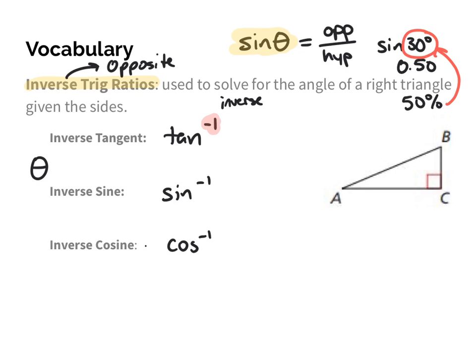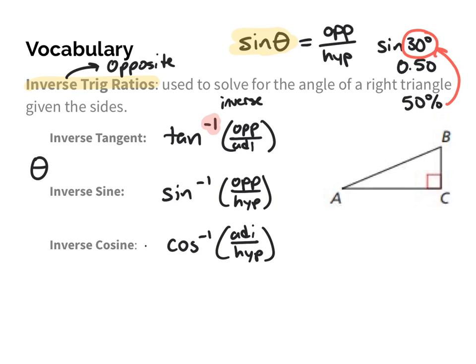And what it's going to do is relate the percentage you're going to get from here: for tangent, the opposite over the adjacent. For sine, it's going to relate the opposite over the hypotenuse. And for cosine, it would relate the adjacent over the hypotenuse. And again, what it's going to do is work backwards. We are going to figure out what the decimal is, and using these inverse trig ratios, it's going to tell us what the angle is.